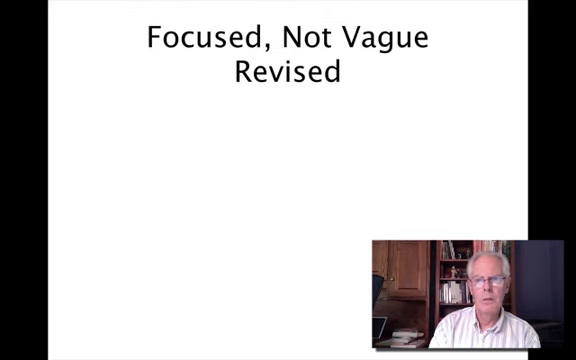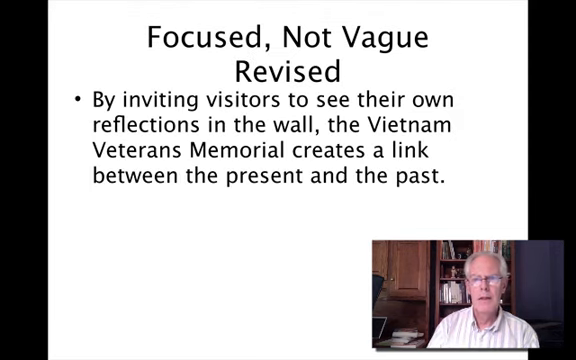So let's see if we can make that a little bit better by revising it. We said, by inviting visitors to see their own reflections in the wall, the Vietnam Veterans Memorial creates a link between the present and the past. There you go. Now that's not vague, it's specific. We're going to be talking about visitors coming to the wall, invited to see their own reflections. The Vietnam Veterans Memorial creates a link between the present and the past. So we're going to talk about something very specific there.